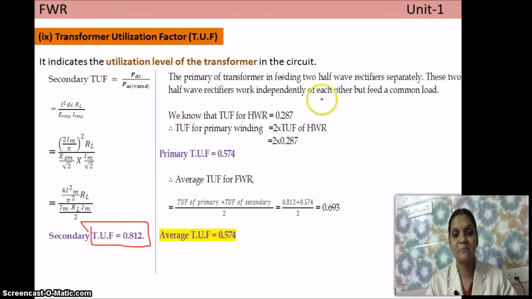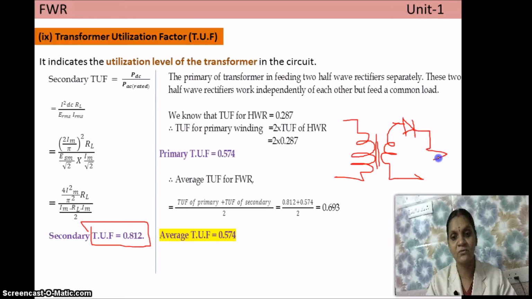Similarly, for the primary winding, you have to calculate. So when you consider the rectifier circuit, in what way have we considered it? This is a transformer, and here this is the core and this is the secondary winding, and here one diode followed by load resistance RL, and here another diode followed by the load resistance RL. This is the center tap. So when you consider this upper half, this resembles one half wave rectifier, and when you consider the lower half, this resembles another half wave rectifier.